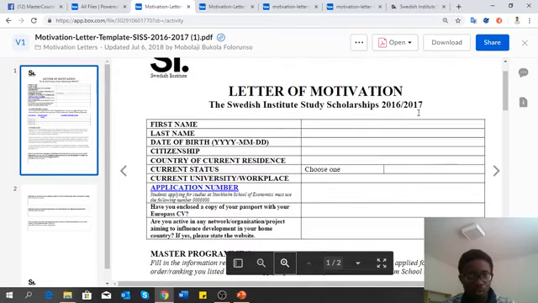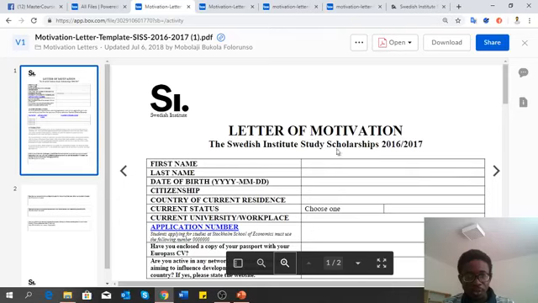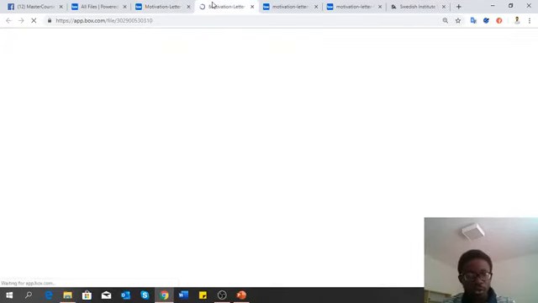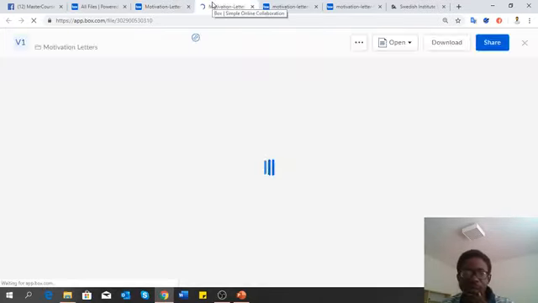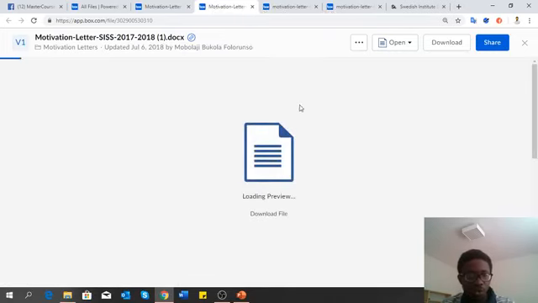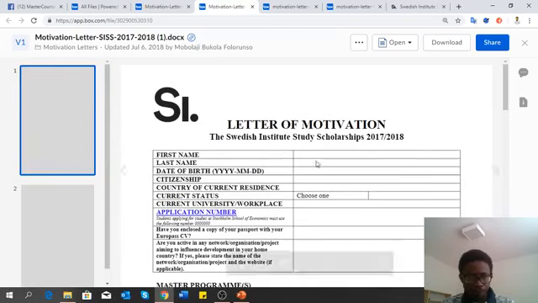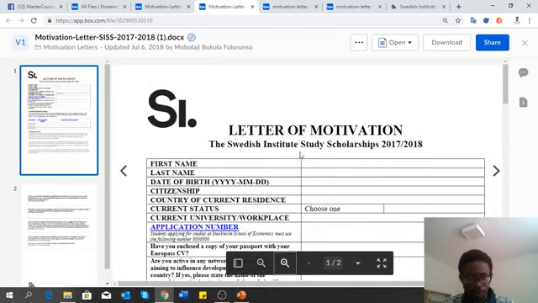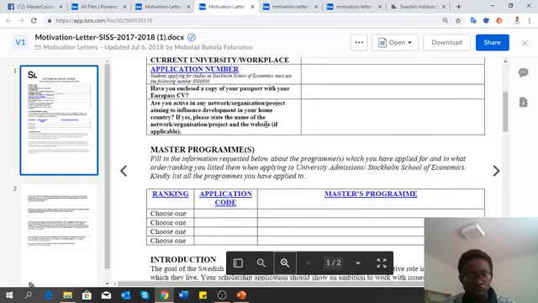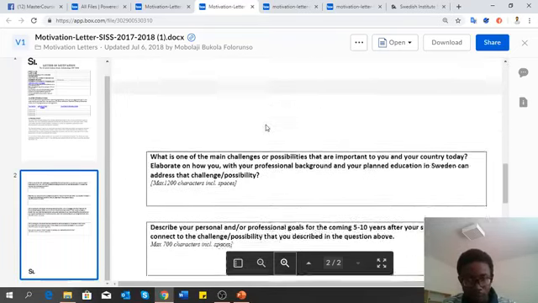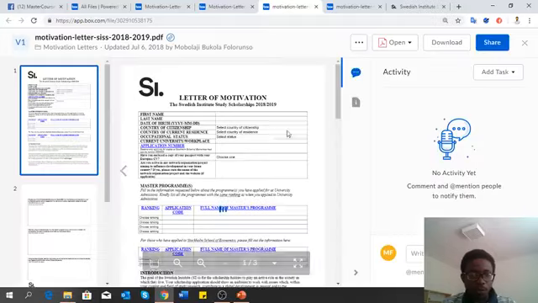This is the 2016 one. As you can see, 2016, 2017, and it was known as the Swedish Institute Study Scholarships. Now this is the one that was used in 2017. As you can see, it was still known as the Swedish Institute Study Scholarships 2017-2018. Now this was the motivation letter template that was provided when I was applying. Alright, so this is the next one.